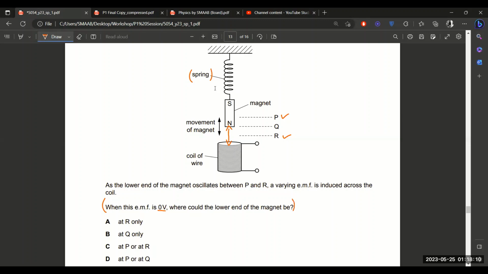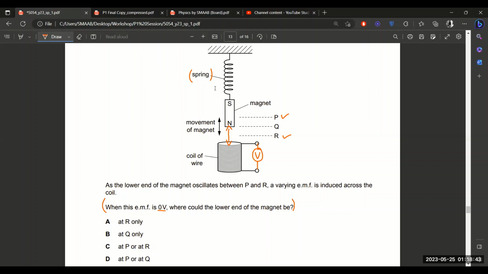It means that if we connect a voltmeter over here to measure the induced voltage from the coil, and the EMF is equal to 0, what is the position of the lower end of the magnet, at which point? The options are: at R only, at Q only, at P or at R, or at P or at Q. So basically they are talking about points between P and R.